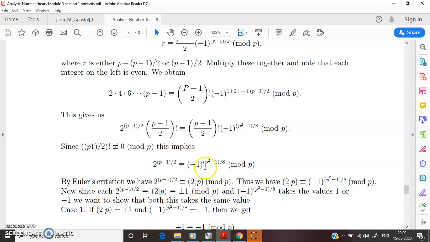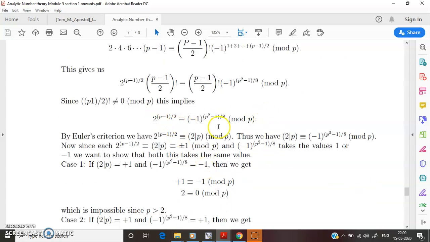Now what we have to prove is that this congruence holds. So for that, as in the previous case, we want to prove that these two are equal. Before that, you see here 2 raised to (p minus 1)/2 is congruent to (2 over p) by Euler's criterion, that we already studied. So now you have to prove that (2 over p) and minus 1 raised to (p square minus 1)/8 have the same value.